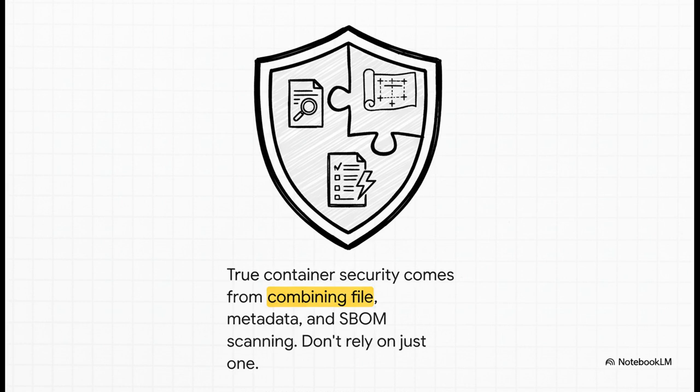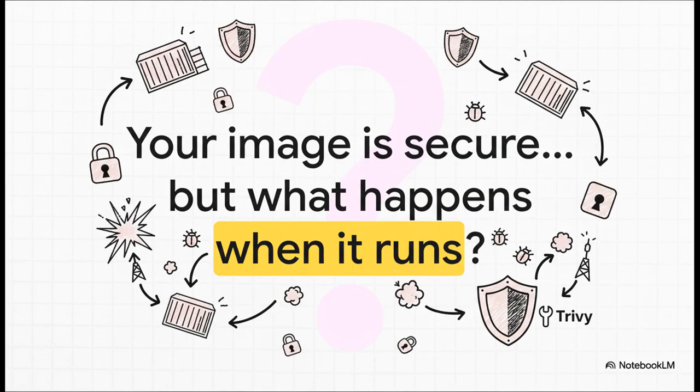They all work together. So, you've done it. You've followed all the steps. Your image is clean, it's configured perfectly, no known vulnerabilities. You've totally secured that at-rest artifact. But that leads to the next giant question, doesn't it? Your image is secure, but what happens the second it starts running?